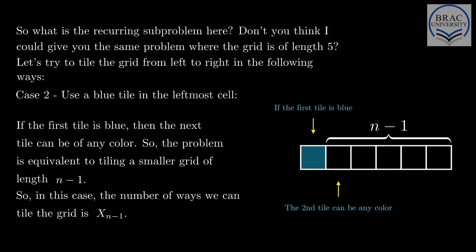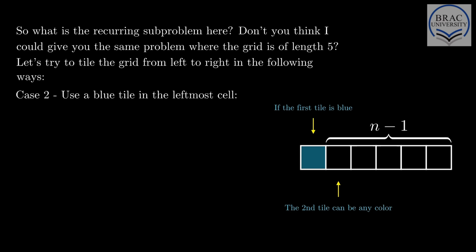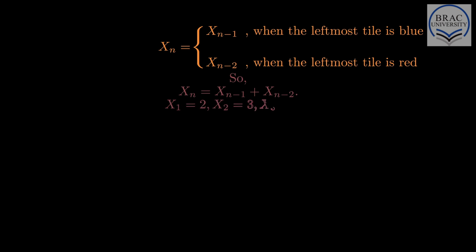So here we have only two subproblems. In the first subproblem we have a grid of length n minus 2 to color, and in the second subproblem we have a grid of length n minus 1 to color. If we combine these two cases, we get the solution for the main problem. So the total number of ways we can color such a grid of length n is x_(n-1) plus x_(n-2). We can calculate by hand the values of the smaller cases.